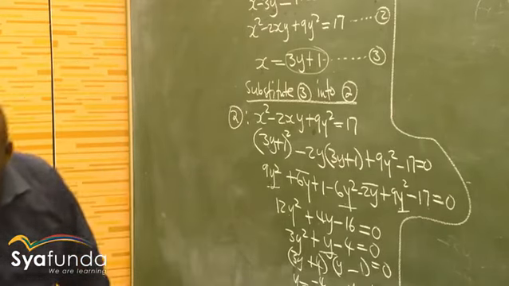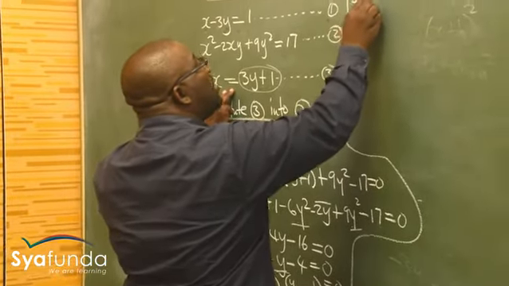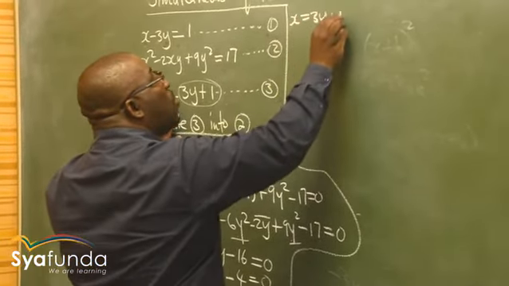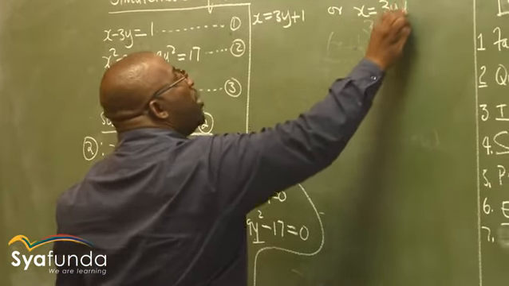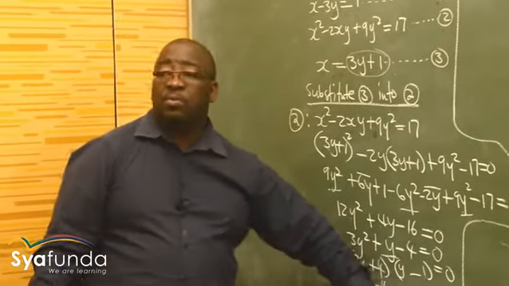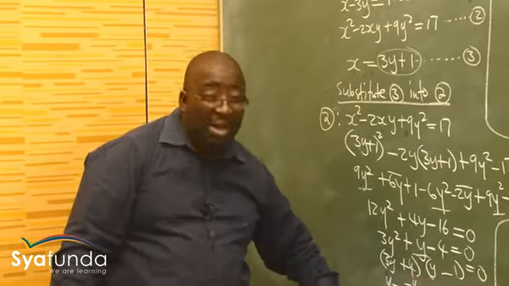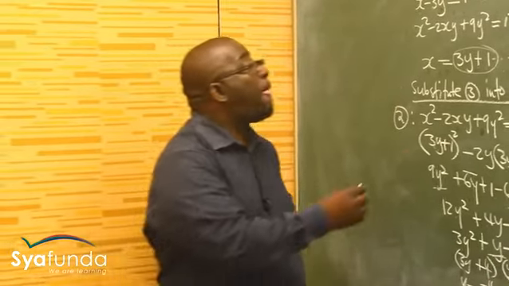Remember, I need two values of x. So I'm going to write this twice. x is equal to 3y plus 1. Oh, x is equal to 3y plus 1. Why am I writing 2? Because I've got 2 values of y. So I'm going to get 2 corresponding values of x. Now, remember, I will be getting ordered pairs.